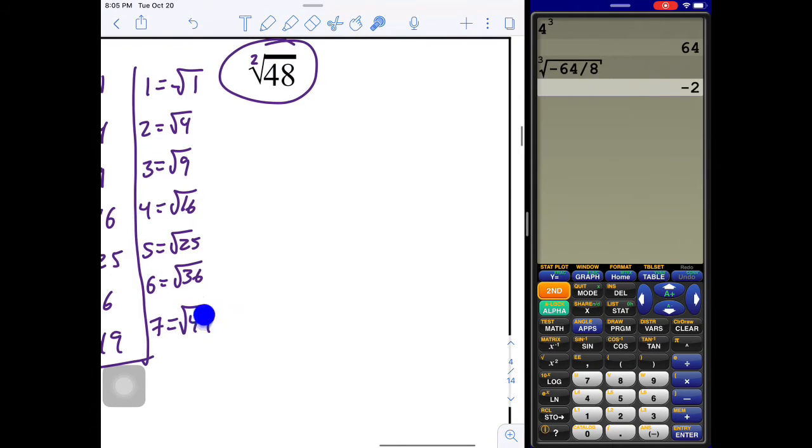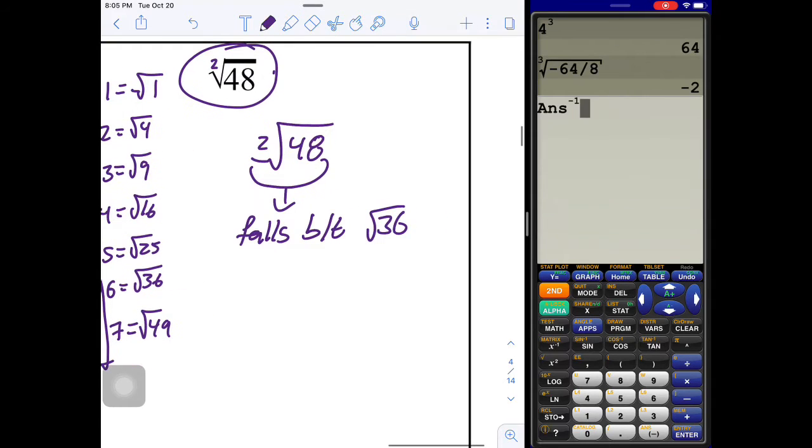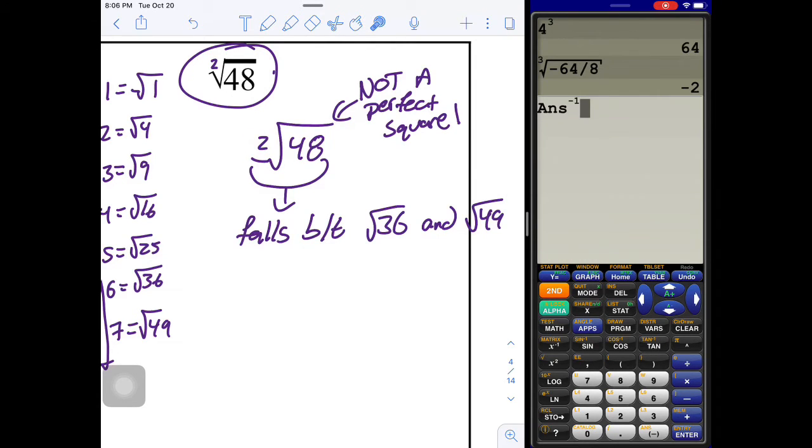You can notice that we skip 48 here. So this guy, the square root of 48, this falls between, so BT means between, root 36 and square root 49. So that means this thing is not a perfect square. So if you're not a perfect square or a perfect cube, depending on your index, that makes you an irrational number. And you can check with your calculator.